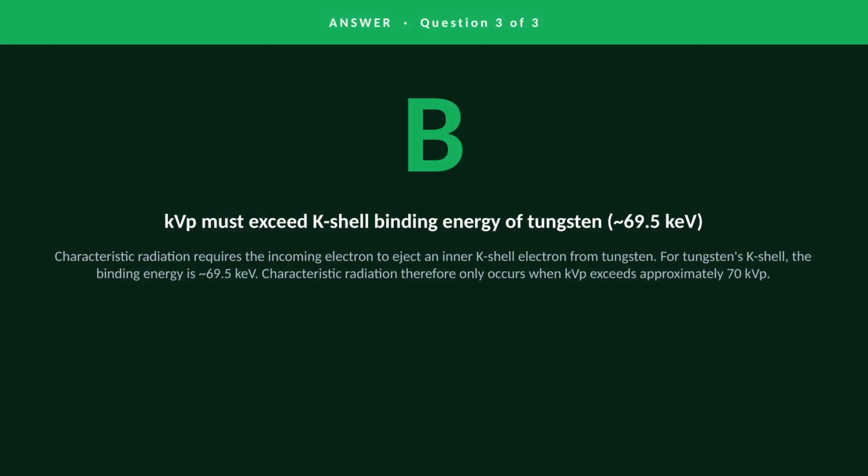The answer is B. The applied kVp must exceed the K-shell binding energy of tungsten, approximately 69.5 keV. Characteristic radiation requires the incoming electron to eject an inner K-shell electron from tungsten. The K-shell binding energy for tungsten is approximately 69.5 keV, so characteristic radiation only occurs when kVp exceeds approximately 70 kVp.